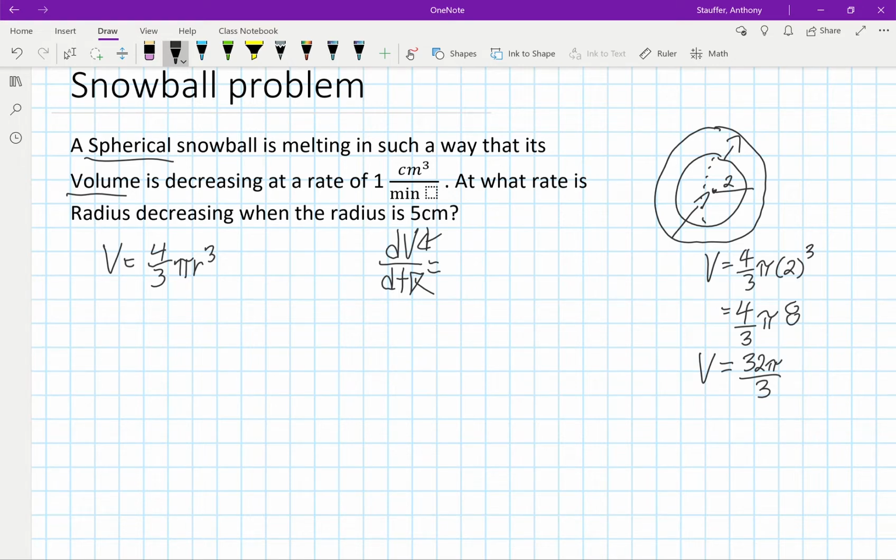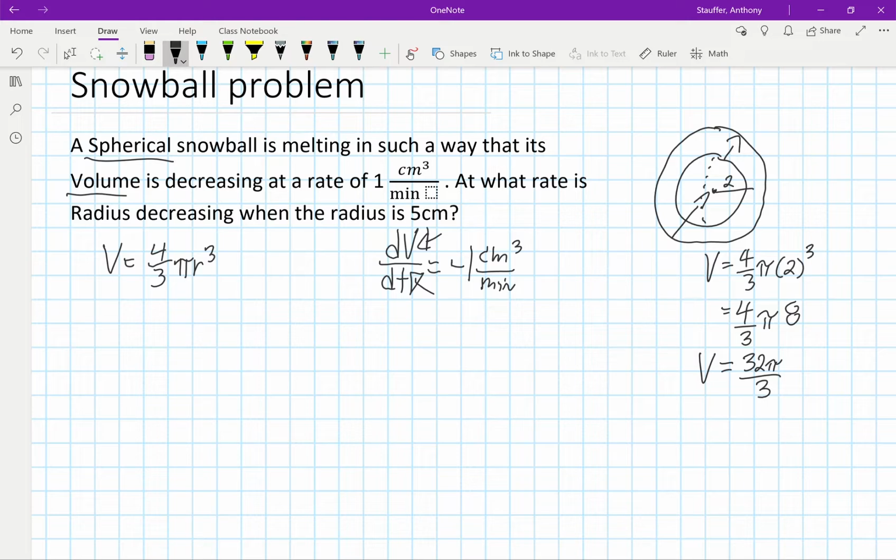Now, we're going to put this value as negative 1 centimeter cubed per minute. Why am I putting it as a negative? Because the value is decreasing. Very importantly for related rates questions, and as we go on, if the value is decreasing, we put a negative on it. If it's increasing, it's positive. Negative and positive have nothing to do with direction when we're talking about a related rates question.